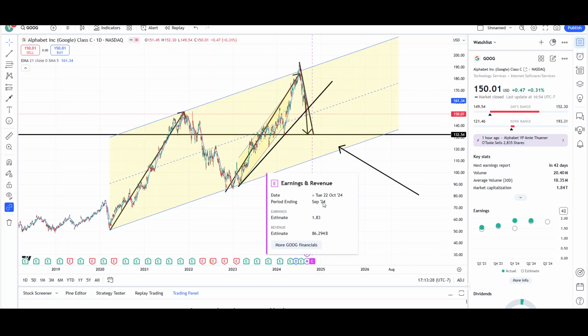Earnings report looks like to be coming out sometime in late October. So all I have for Google on the daily and weekly charts.